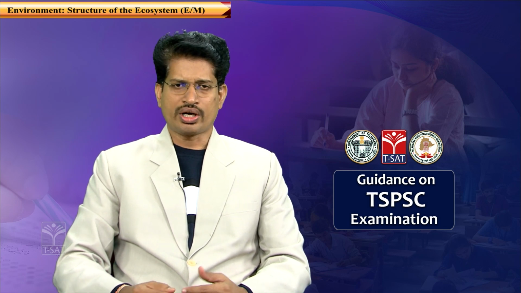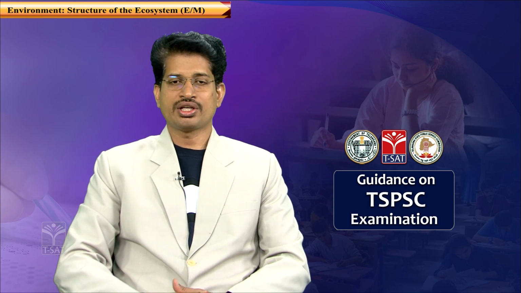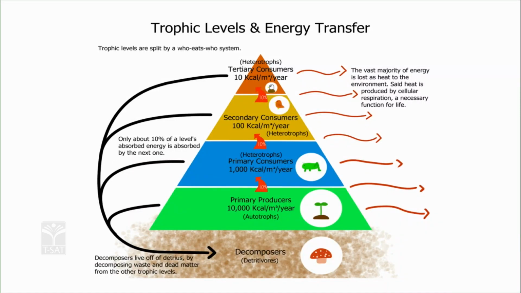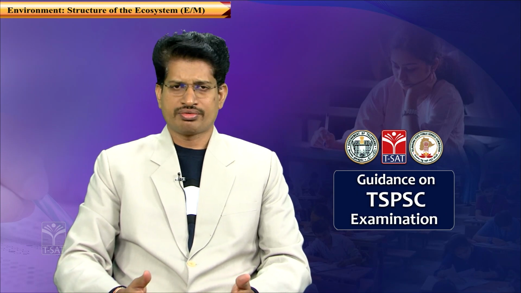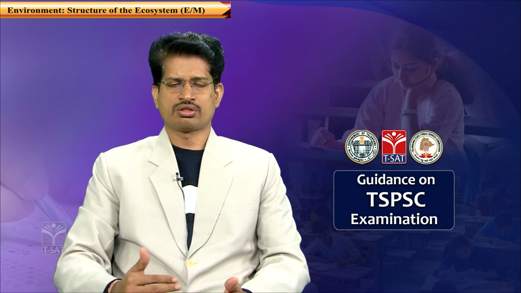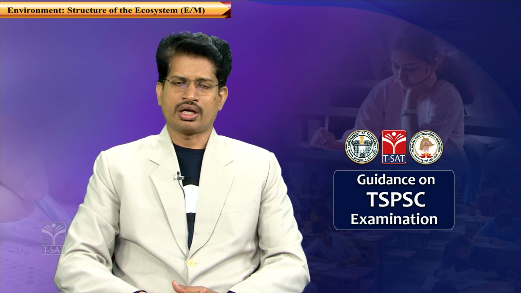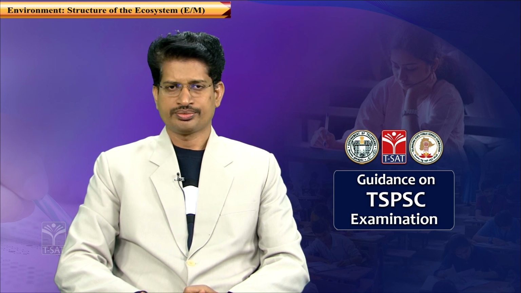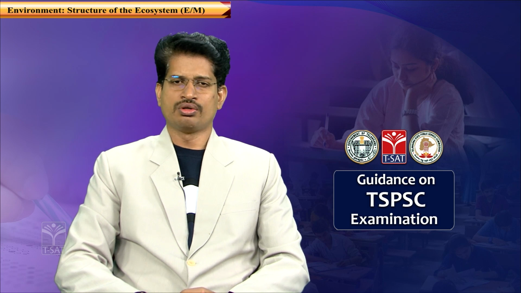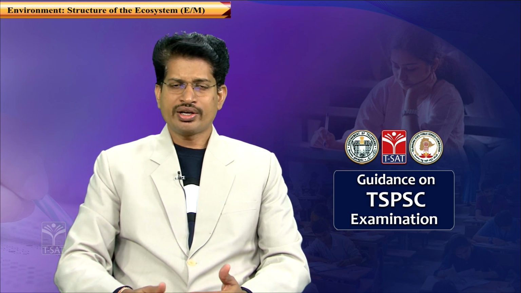The next level is the primary consumers. Primary consumers are otherwise also known as herbivores. These herbivores feed on only plants. They are described as primary consumers because they consume food. They are heterotrophs. Except for the primary producers, which are described as autotrophs, the rest of the trophic levels are heterotrophic, meaning they cannot prepare their own food material. So they depend upon other organisms.